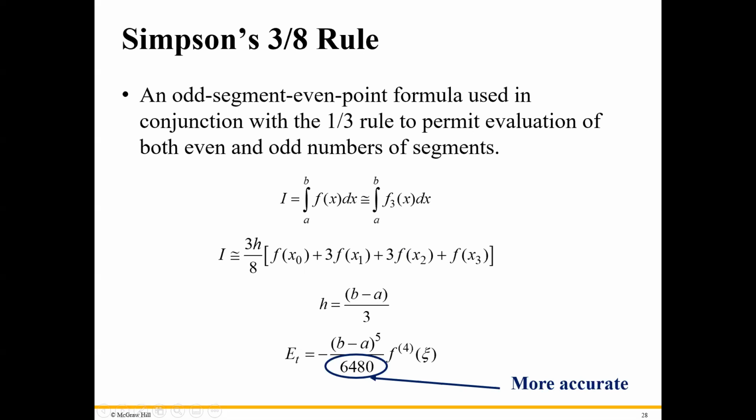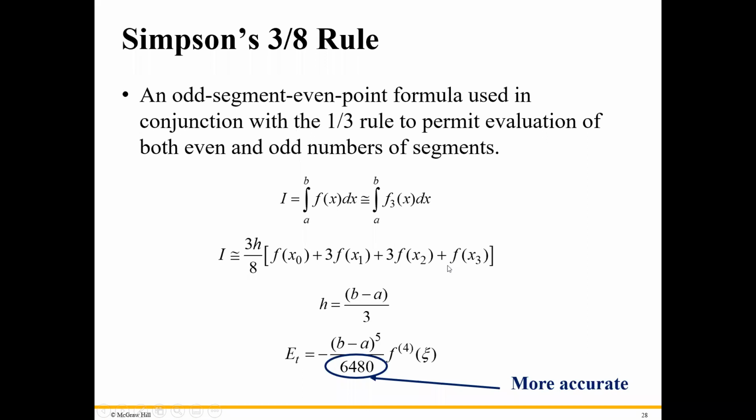So in this case, you can see that compared with the single segment 1 by 3 rule, this formula has 4 terms. In the 1 by 3 rule, there were 3 terms, but here there are 4 terms. But fortunately, it is not that complicated. It is rather quite simple. Outside of these brackets, we have the 3h by 8 term, where h is equal to b minus a by 3, as it was in the Simpson's 1 by 3 rule. And there is this 3 by 8, due to which this rule is called the Simpson's 3 by 8 rule.